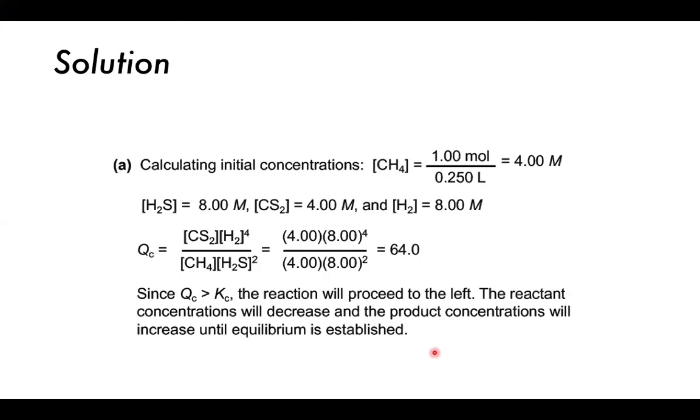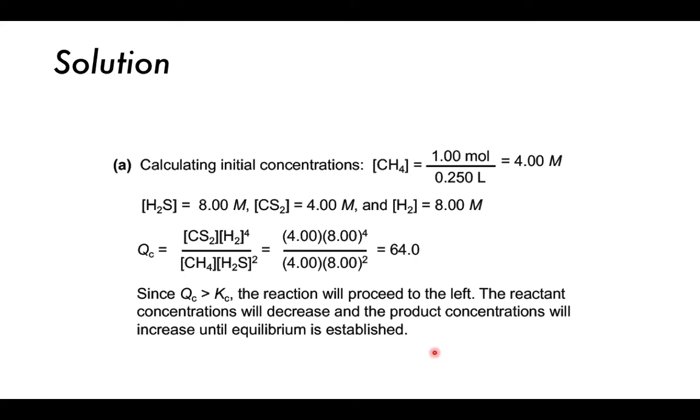So for part A, we'll be calculating the initial concentrations, where the concentration of methane is equal to 1.00 moles over 0.250 liters, which gives us 4.00 moles per liter. Then for H2S, it's going to be 8 moles. For CS2, it's going to be 4 moles. And for hydrogen, it's going to be 8 moles. So that's all just from the question and doing a similar procedure as we did for methane.